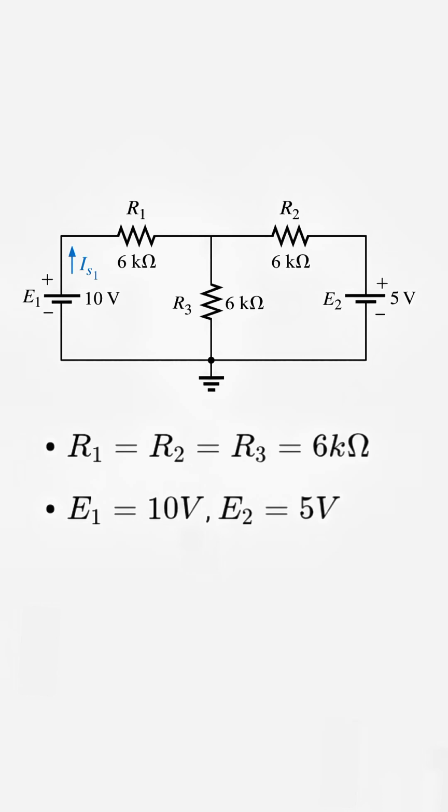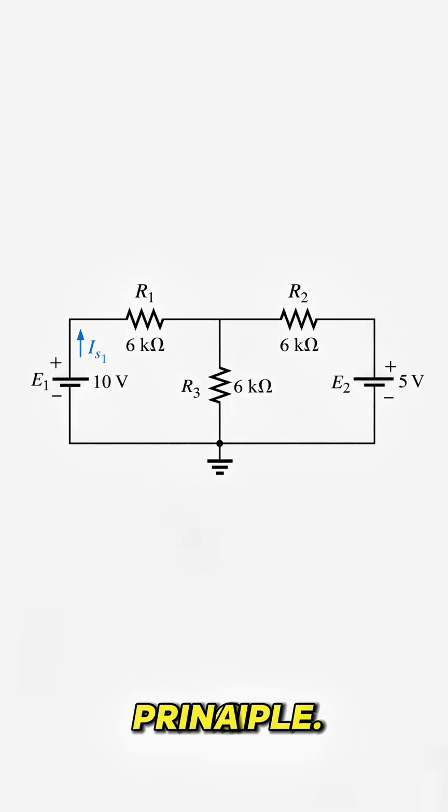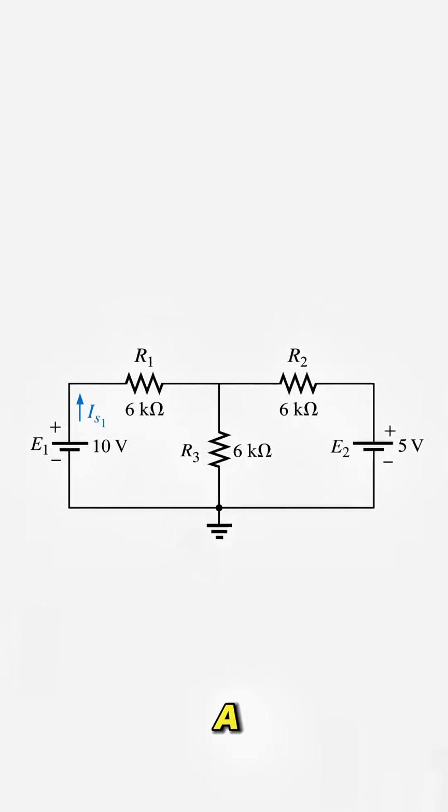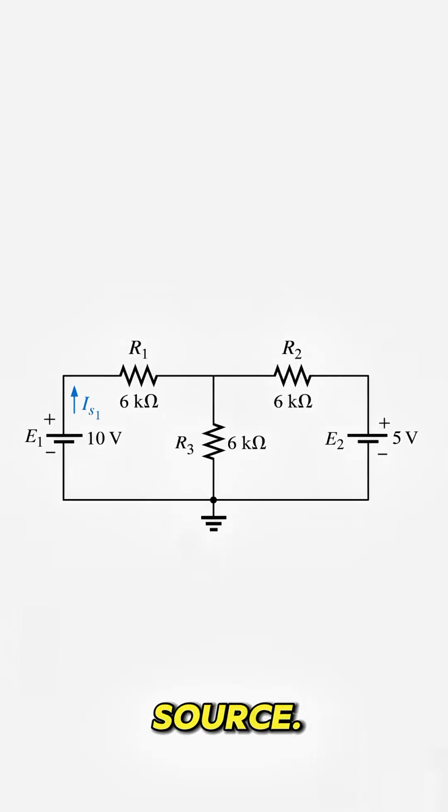Now step 1. Superposition principle. We analyze one source at a time, while turning off the other source. Remember, turning off a voltage source means replacing it with a short circuit. Let's start with case 1. Case 1. Only E1 equals 10 volts is active.